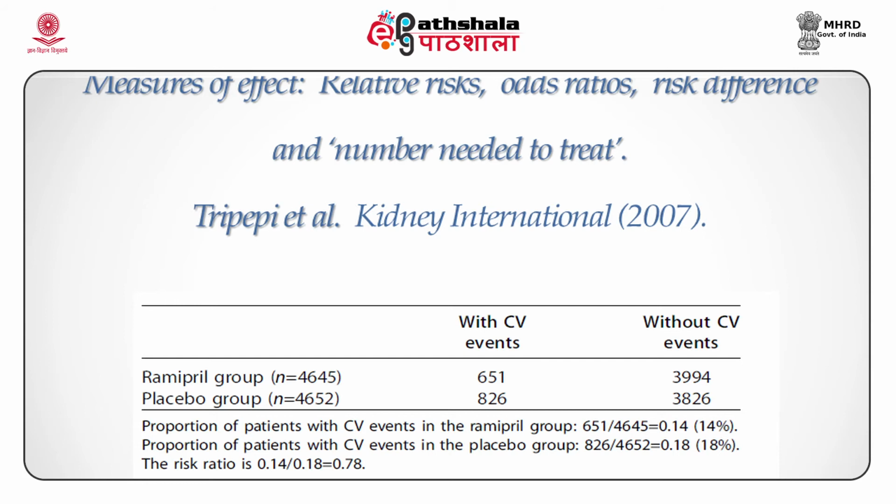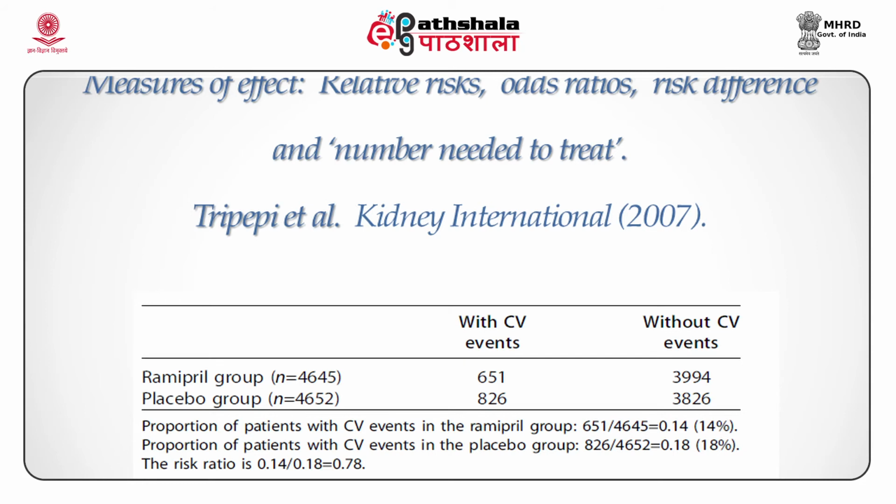If we calculate the corresponding proportions, we can see that the proportion of patients with CV events in the Ramipril group turns out to be 0.14 or 14%, and the proportion of patients with CV events in the placebo group is 0.18. The risk ratio is thus 0.14 by 0.18 equal to 0.78, suggesting that Ramipril is protective against cardiovascular events. To see if this difference is statistically significant, we can find the standard error and conduct the tests of hypothesis indicated in the previous slide.